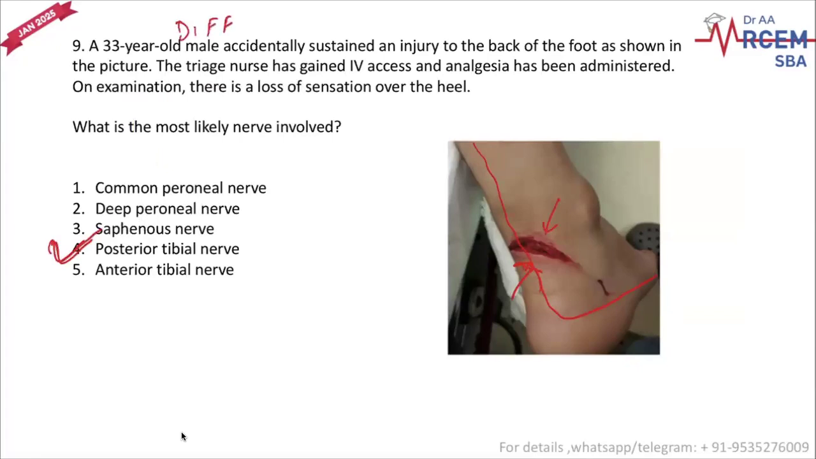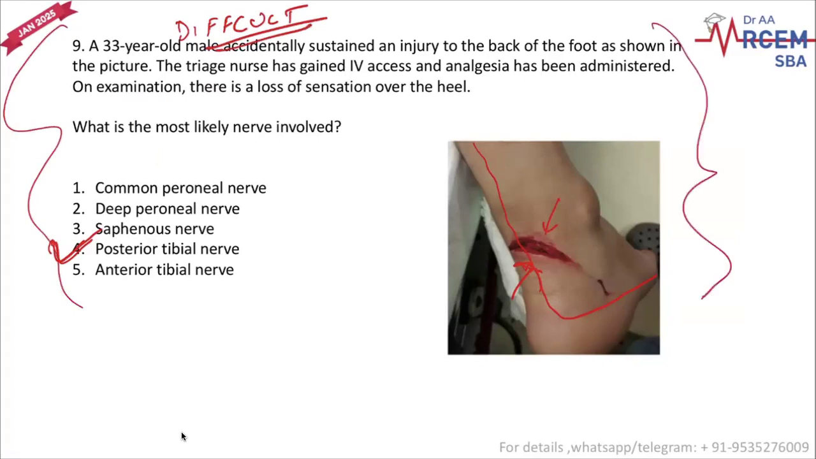This is the difficult one. The same thing might repeat in your exam. So be aware, this is not covered in the class. It is only mentioned here. That's why I'm stressing here. Be aware of this one.